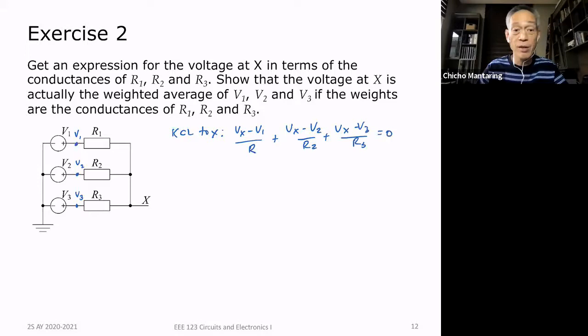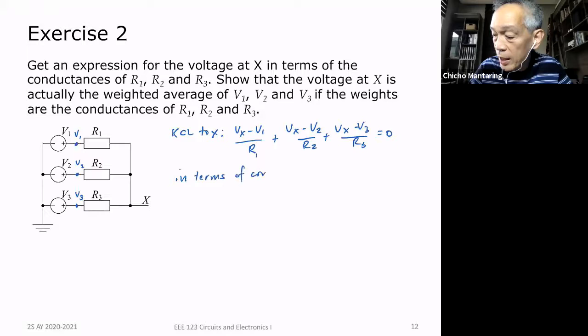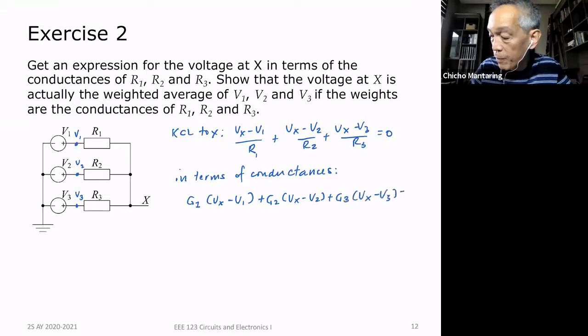Right? This direction is equal to 0. That's assuming walang nakakabit dito sa X. No? Wala namang pinapakita nakakabit dito sa X. Therefore, it's equal to 0. Sorry, this is R1. No? Let's write this expression in terms of conductances. In terms of conductances, you have G1 multiplied by Vx minus V1 plus G2 multiplied by Vx minus V2 plus G3 multiplied by Vx minus V3 is equal to 0.